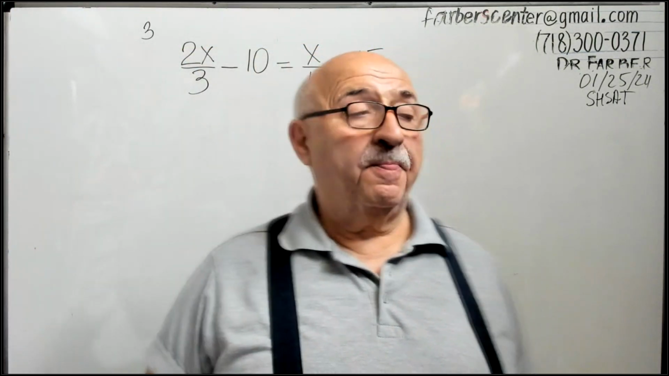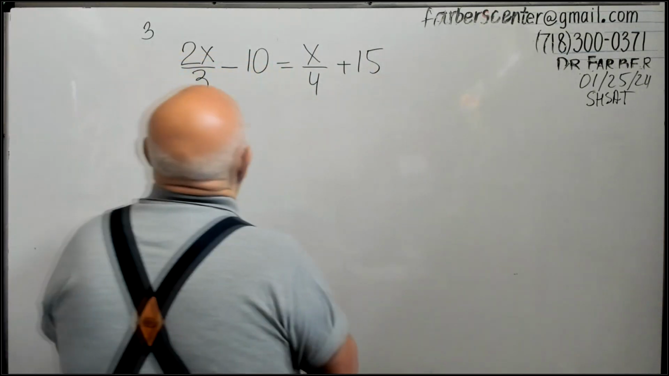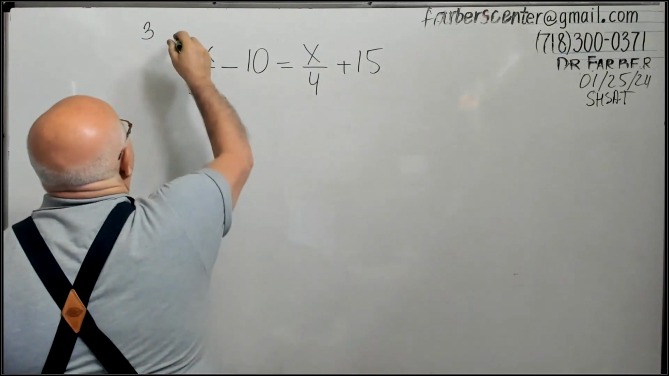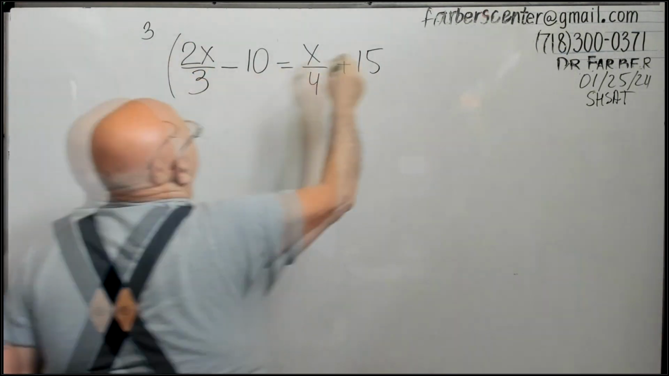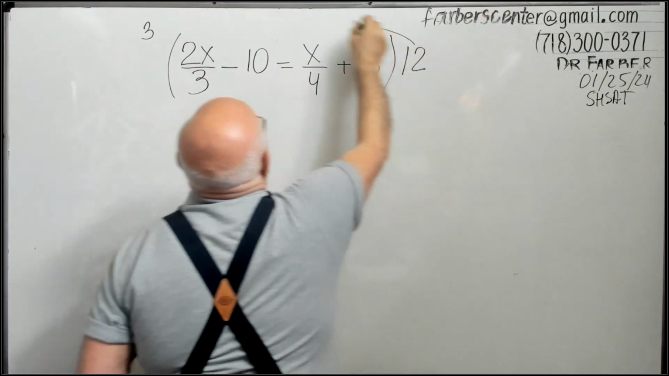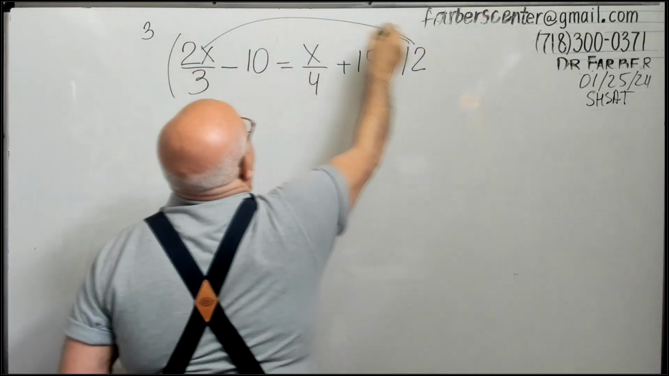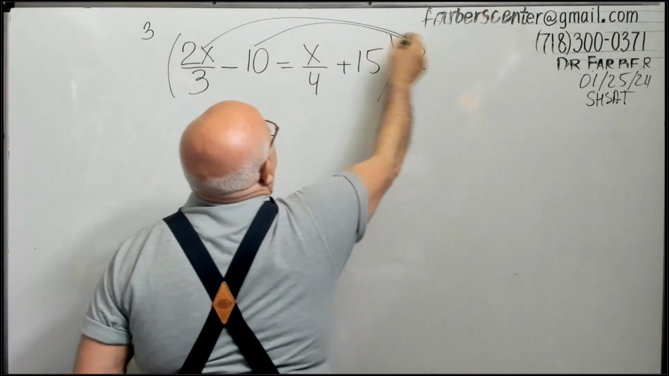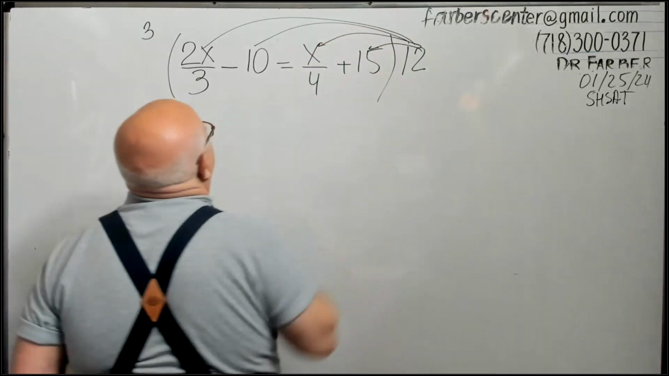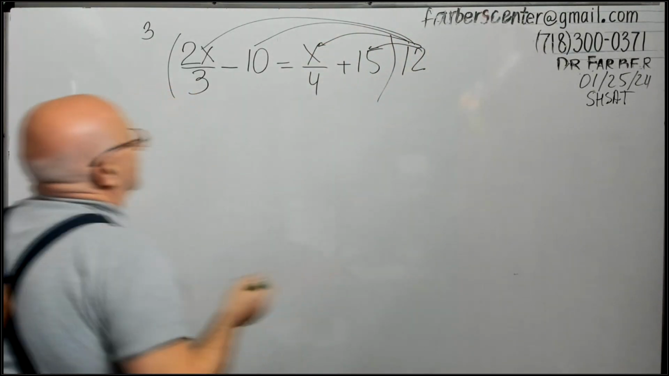How? Well, if I multiply by 12, the LCM of 3 and 4, both parts, what happens? I multiply each term by 12. Each term. At the beginning I show these arrows. Let me do it slowly at the beginning. After that, you can do it mentally.